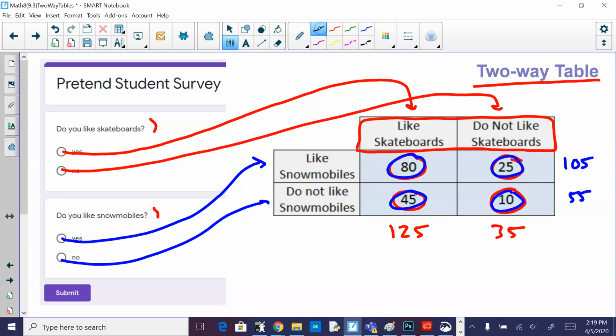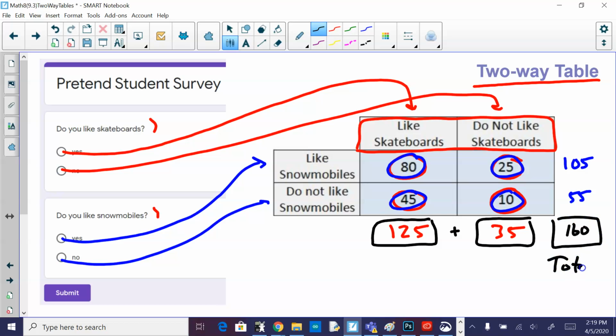Okay, let me show you one more thing with this. If we take all of the people who like skateboards and all of the people who do not like skateboards, that's all the people who took the survey, right? You either like skateboards or you do not. So 125 plus 35 is 160. That should be the total number of people who took the survey. Likewise, all the people who did like snowmobiles added to all the people who did not like snowmobiles would give the same number. 105 plus 55 is 160.